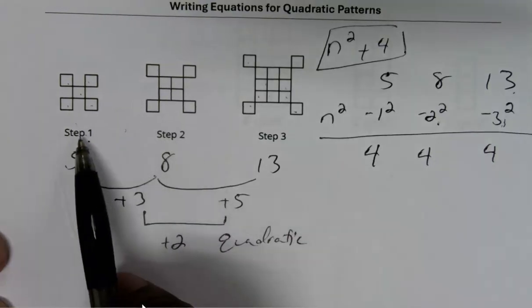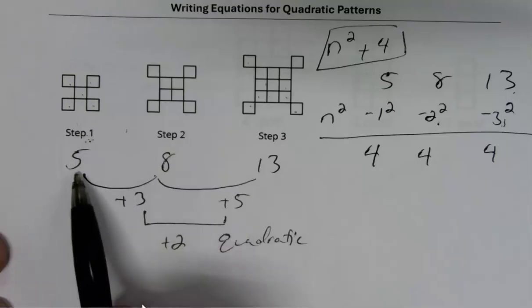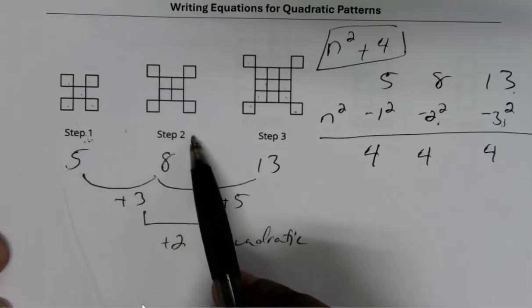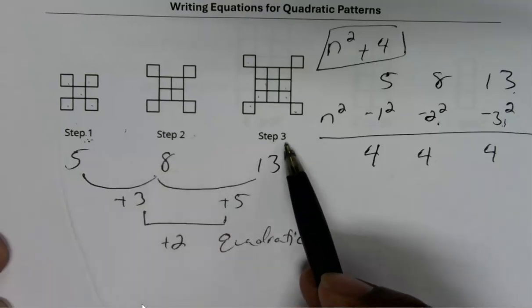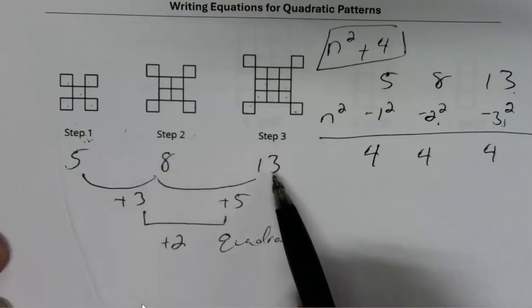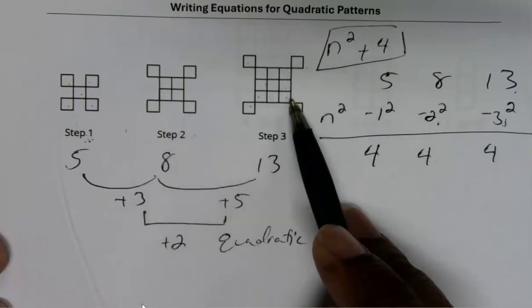So if you check it out, at stage 1, 1 squared is 1. If you add 4 to it, you get 5. 2 squared is 4. If you add 4 to it, you get 8. 3 squared is 9, you add 4 to it, you get 13. So this formula is working for all the numbers in that sequence.